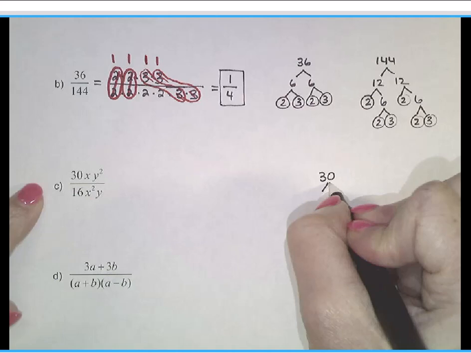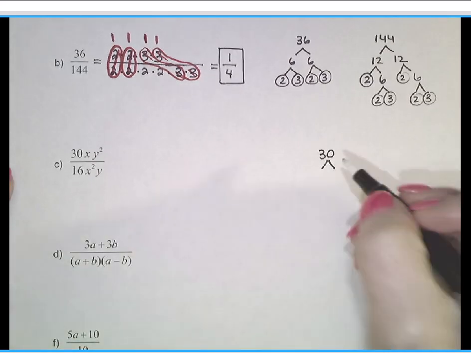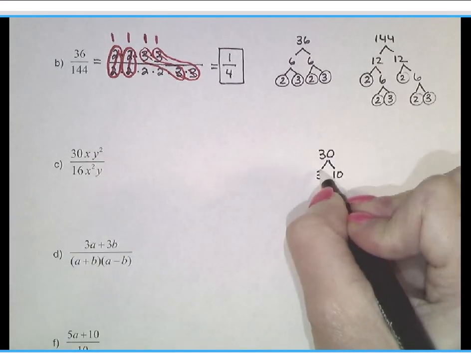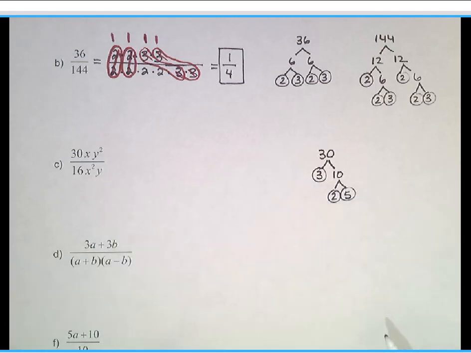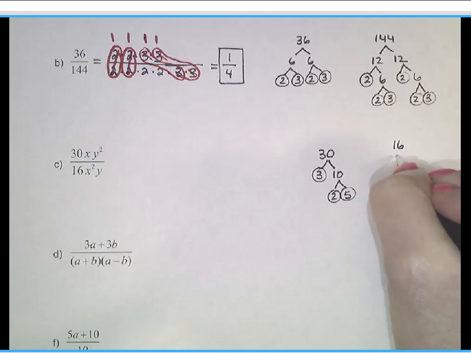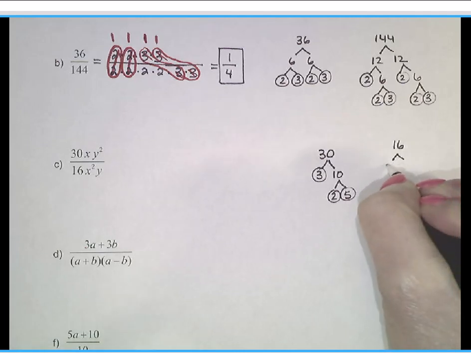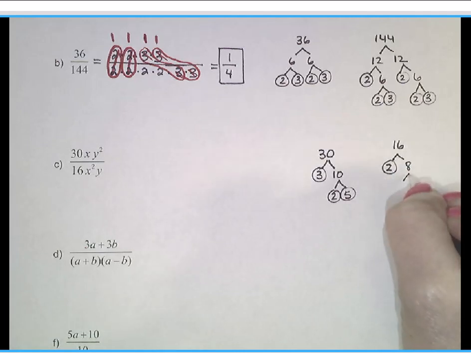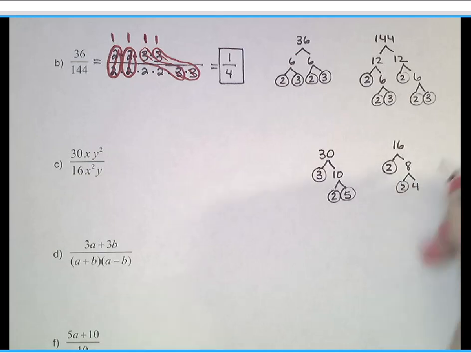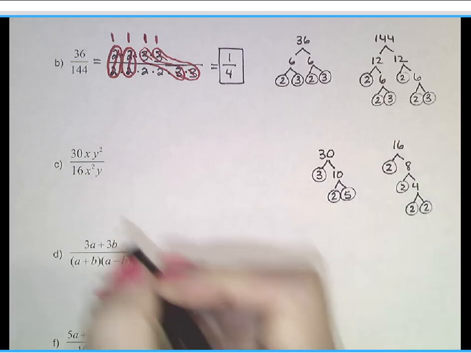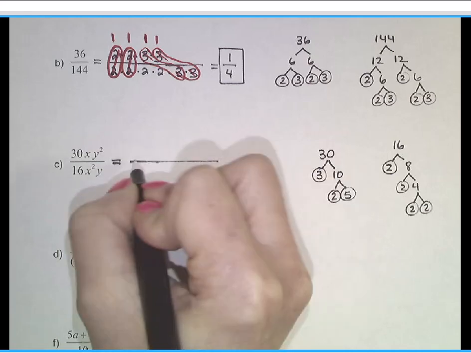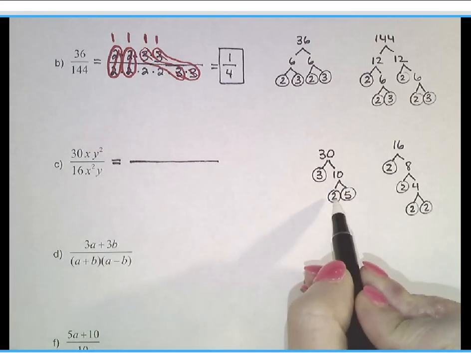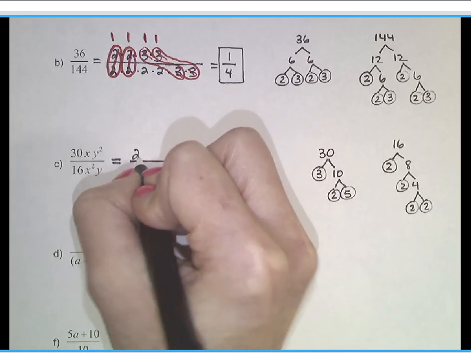So let me look at 30, and 30 happens to be 3 times 10, and 10 is 2 times 5. And then 16 is 2 times 8, and 8 is 2 times 4, and 4 is 2 times 2. Okay, so I'm going to string out my numbers first. So 30 is 2 times 3 times 5.